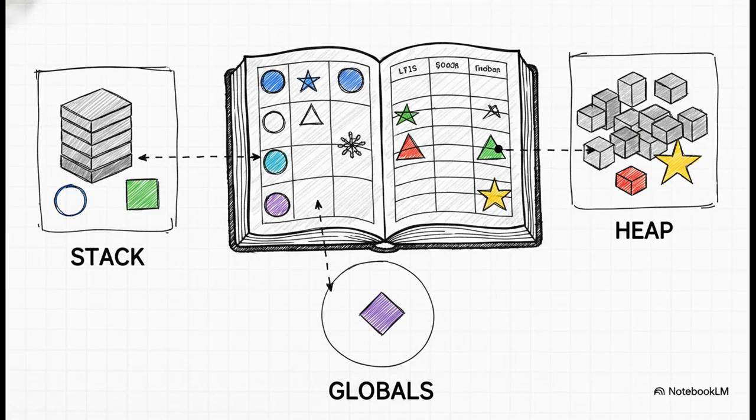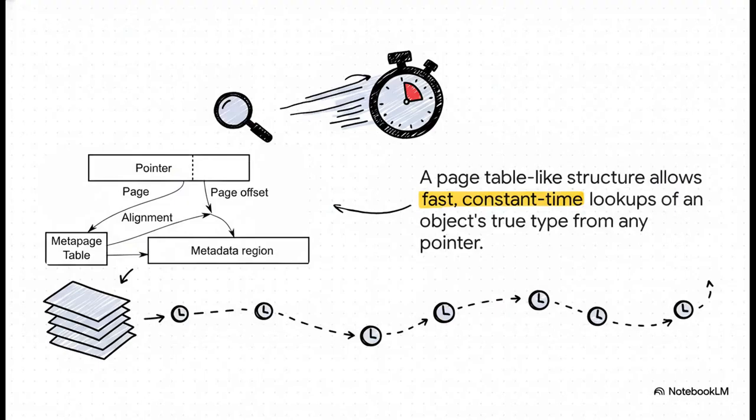What makes TypeSan so special is that its core idea is actually brilliantly simple. It just creates one single super fast map. And in that map, for every single object a program creates, it doesn't matter where, on the stack, the heap, anywhere, TypeSan writes down its one true identity. That's it. No more guessing. So how is it so fast?